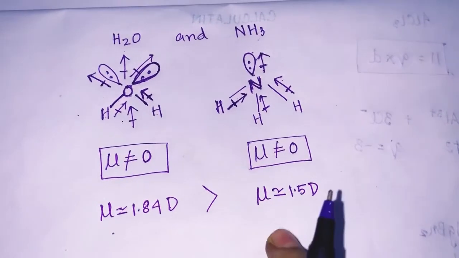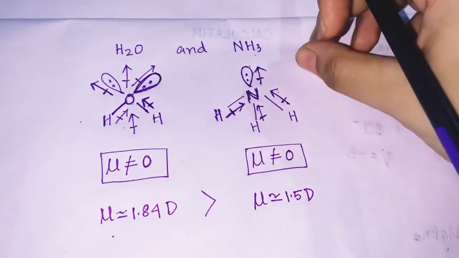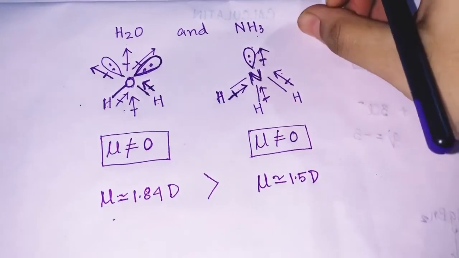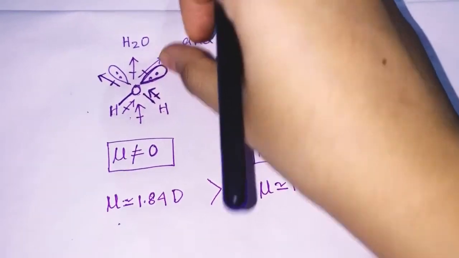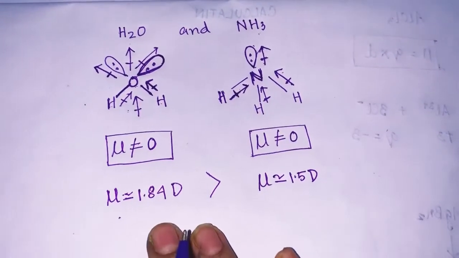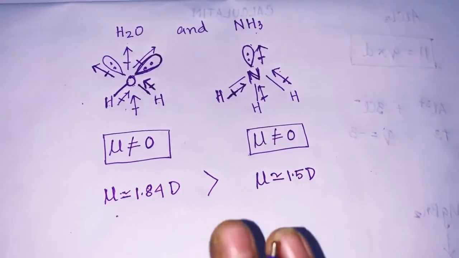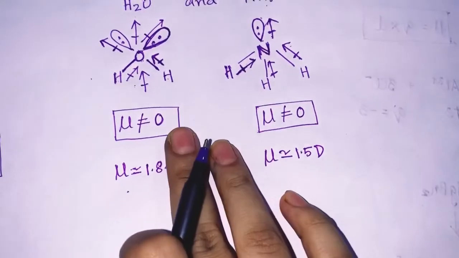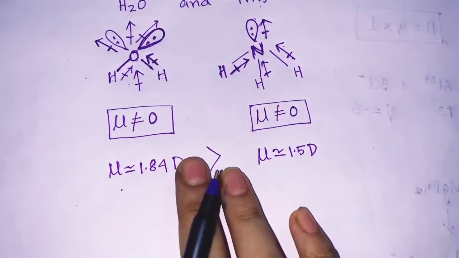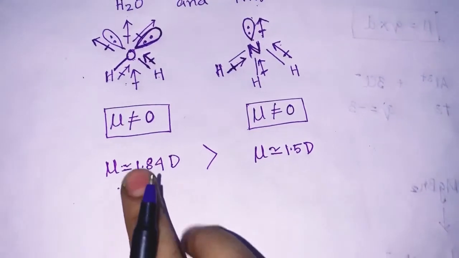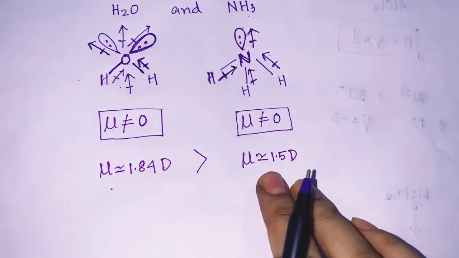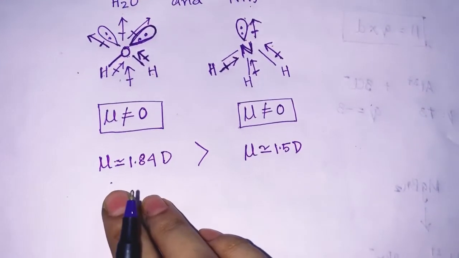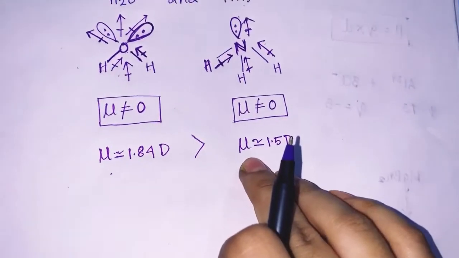But why is this difference happening? We have seen that here also the dipole moments are all going in the same direction, so the net resultant vector is in the upper direction. Even here we have seen the same. Then what is causing this difference? This difference is happening because oxygen is more electronegative than nitrogen. So this is the only reason because of which water has more dipole moment than ammonia. Oxygen being more electronegative than nitrogen, the dipole moment is more in the case of water than in the case of ammonia.